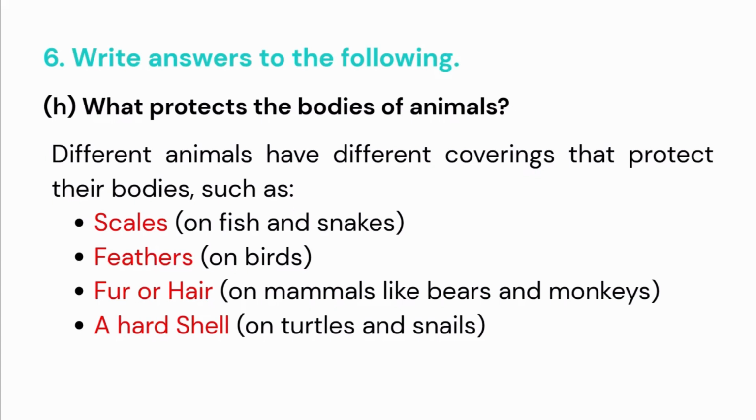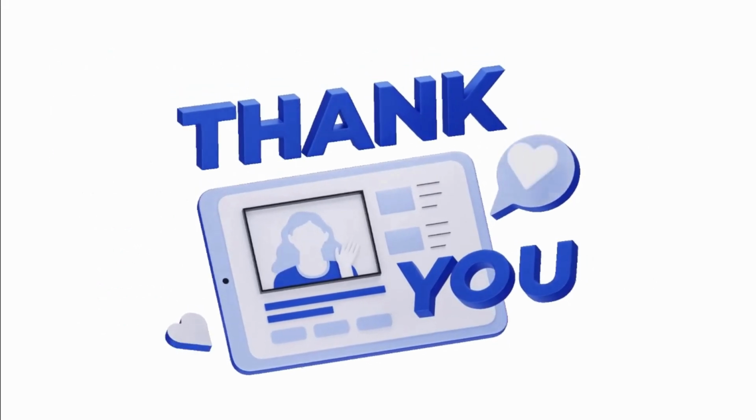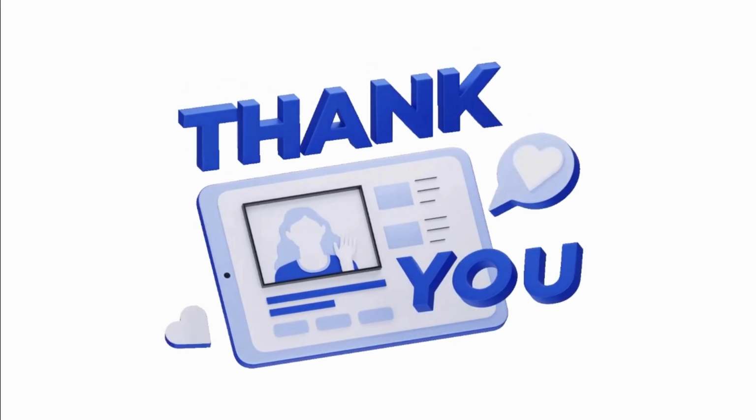Next question, what protects the bodies of animals? Different animals have different coverings that protect their body. For example, scales on fish and snakes, feathers on birds, fur or hair on mammals like bear and monkey, hard shell on a turtle. These are the things which protect the animals. Here we have finished the exercise for the third chapter.